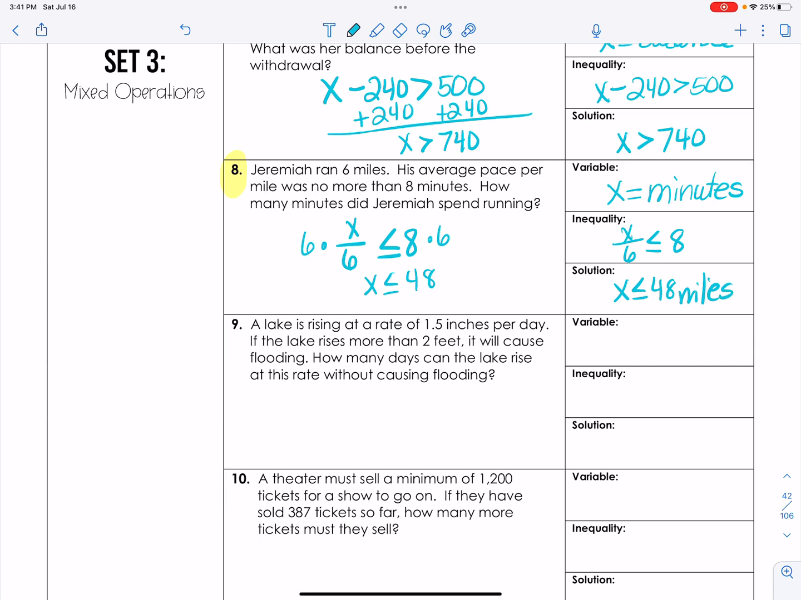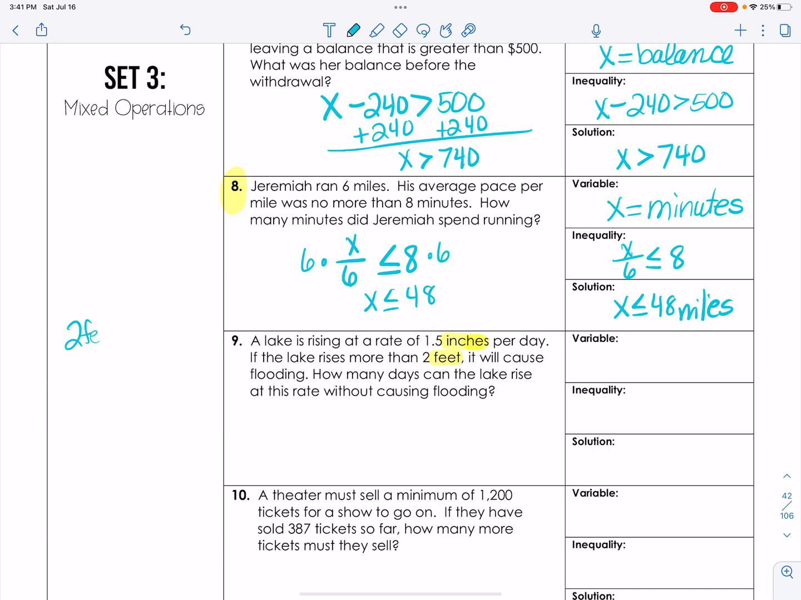Okay. All right, so the next one says a lake is rising at 1.5 inches per day. If the lake rises no more than 2 feet. Okay, I wanted to talk about this one together because they're trying to trick you. This is in inches and this is in feet. And we learned in a past chapter that 2 feet equals 24 inches, right? Because it's 12 inches in a foot.